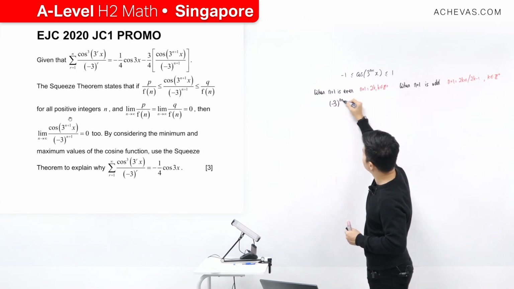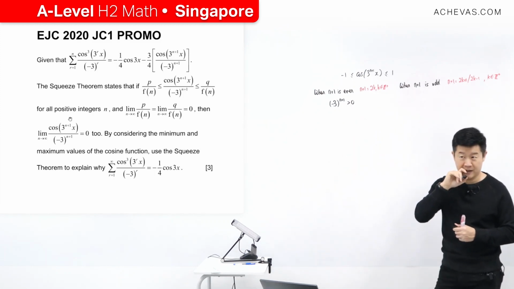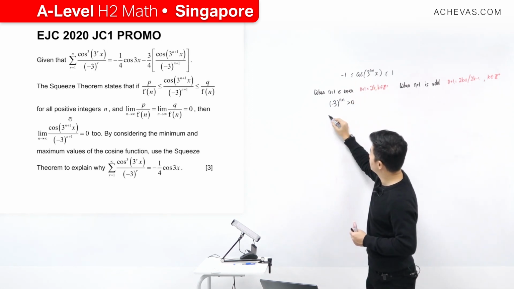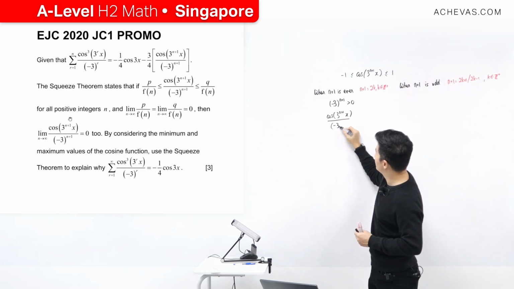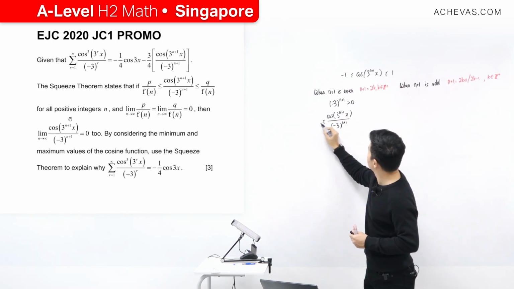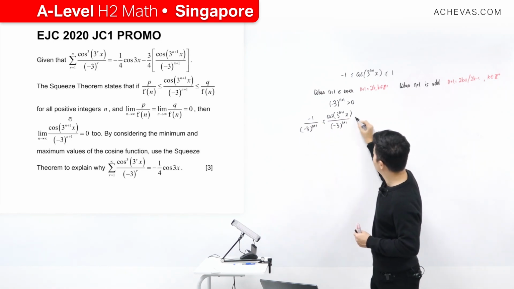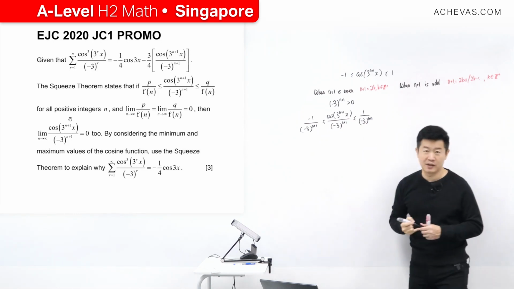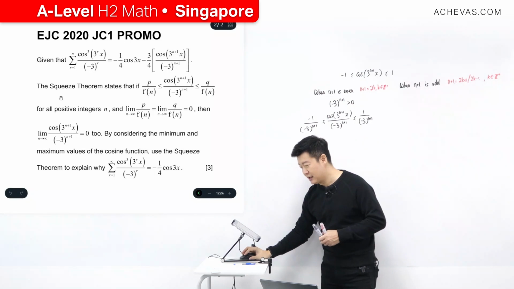-3 to the power of n plus 1 is going to be a positive number all the time when n plus 1 is even. Which means that I can just simply divide this entire thing, cosine 3 to the power of n plus 1 x, by -3 to the power of n plus 1 throughout the inequality, and nothing changes. So -3 to the power of n plus 1 is less than or equal to 1 over -3 to the power of n plus 1. Okay? And this sort of synchronized to this.